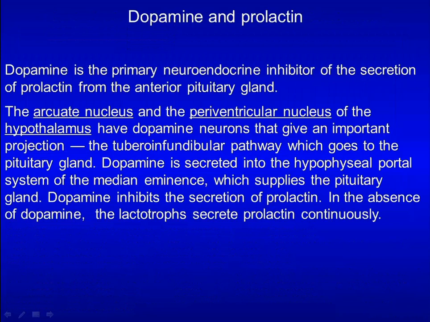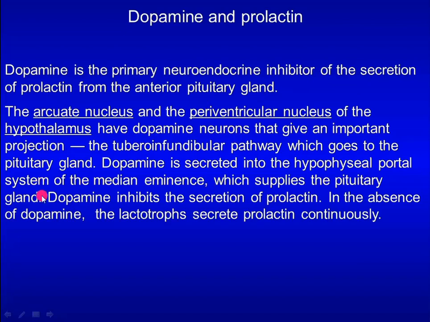Dopamine is the primary neuroendocrine inhibitor of the secretion of prolactin from anterior pituitary gland. The arcuate nucleus and the periventricular nucleus of the hypothalamus have dopamine neurons that constantly secrete dopamine. Dopamine is secreted into the hypophyseal portal system of the median eminence.